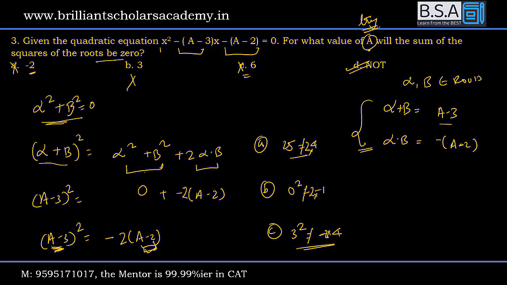But the only idea was how do you connect the given information with the required information. आपका था alpha square plus beta square 0 होना चाहिए. How do I connect that with what I have here? Alpha plus beta square, alpha into beta, दोनों से कैसे कनेक्ट करेंगे? तो स्क्वायर कर दो फॉर्मूले का.